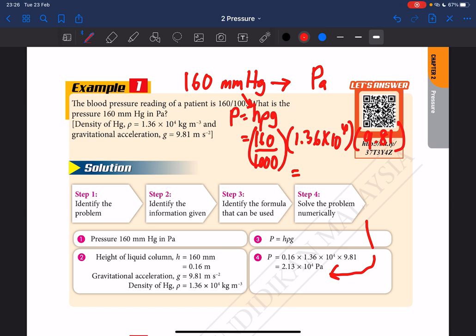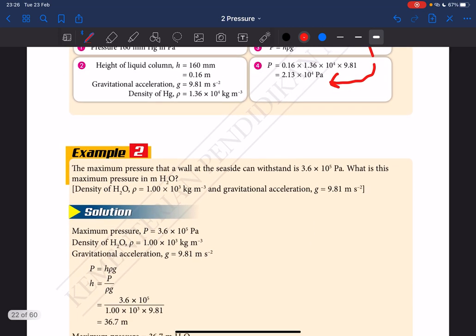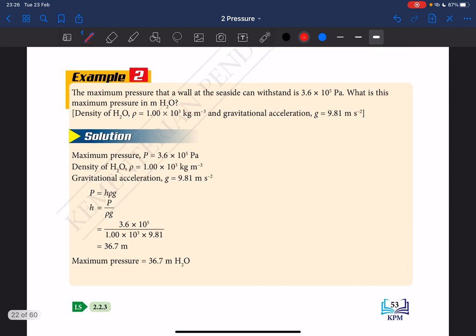Okay, let's see the next example. The maximum pressure that a wall at the seaside can withstand is 3.6 times 10 to the power of 5. What is this maximum pressure? Basically the question asks, what is this maximum pressure in meters of H2O? So you just need to change the unit from Pascal to meter H2O.